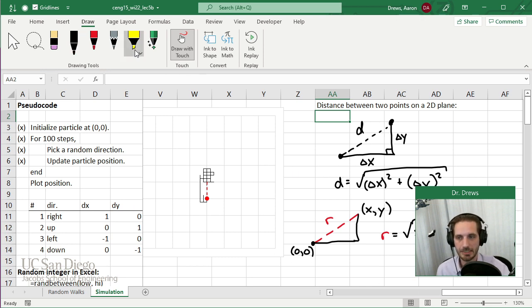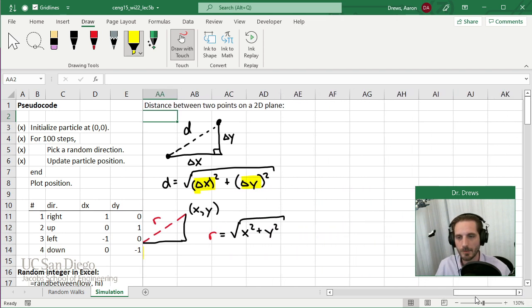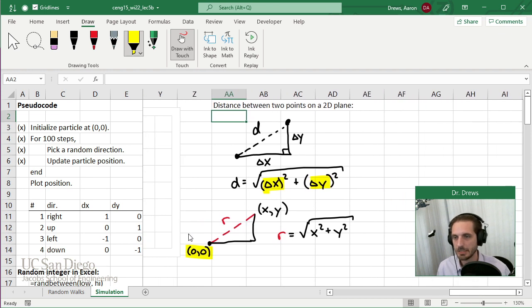If you don't start at 0, 0, right, if you don't start down here, then you have to use the difference between the 2 points in the general formula. Oops, I'm a little bit behind here. There you go. There's our formula.